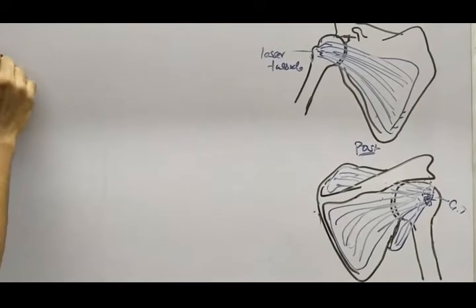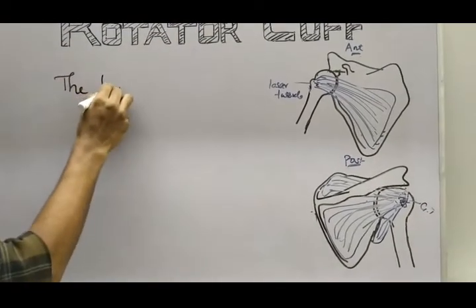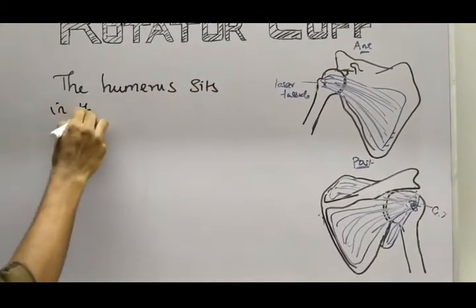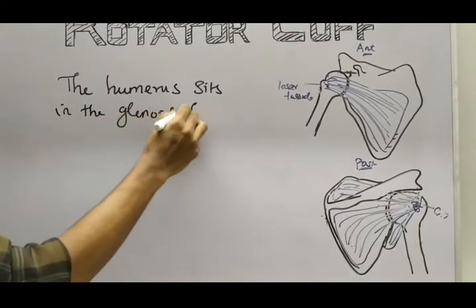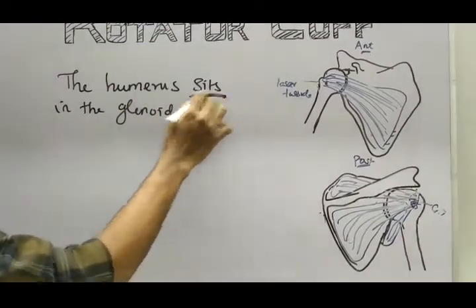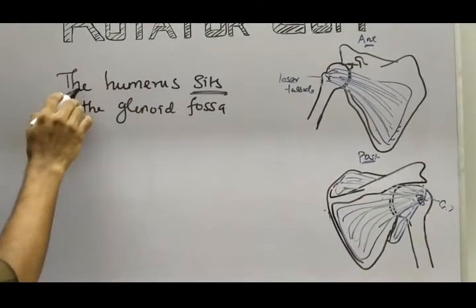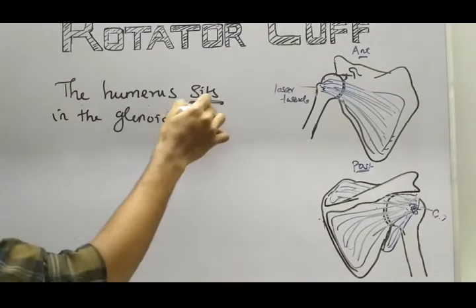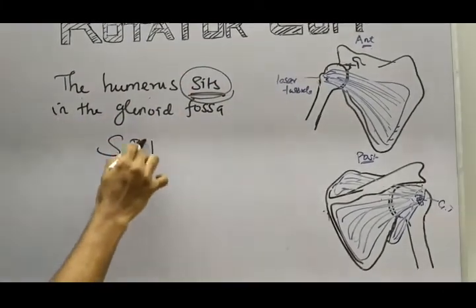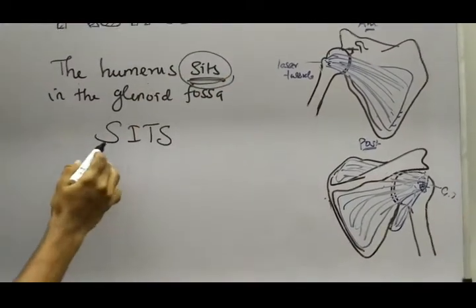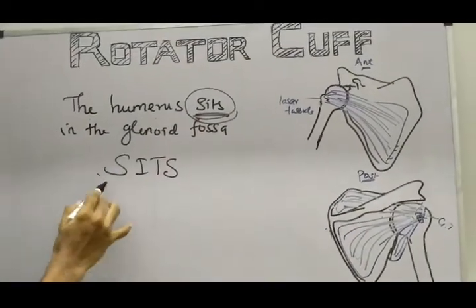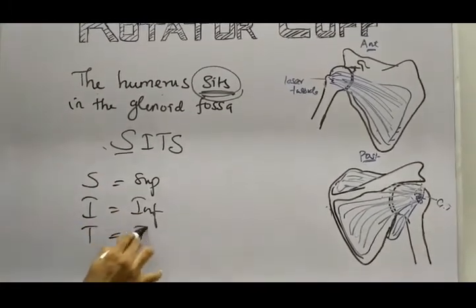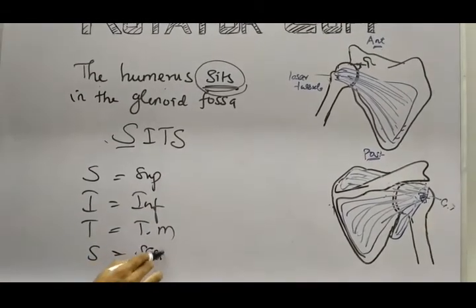And here I'm gonna give you a simple mnemonic. So from this phrase, that is, the humerus sits in the glenoid fossa. The head of the humerus sits in the glenoid fossa. From this we can get SITS. So the rotator cuff muscles are also called SITS muscles because S for supraspinatus, I for infraspinatus, T teres minor and S for subscapularis.